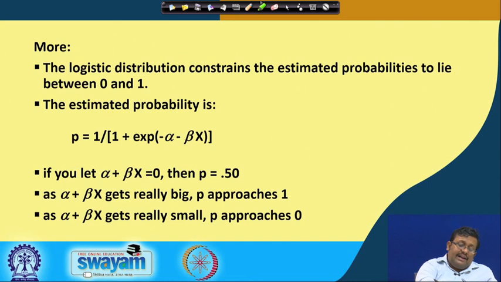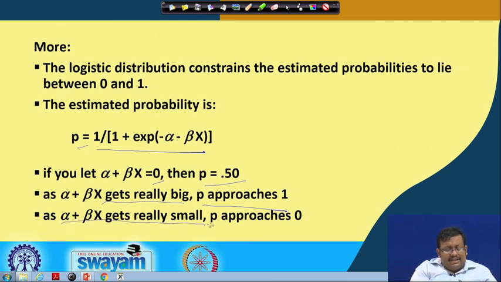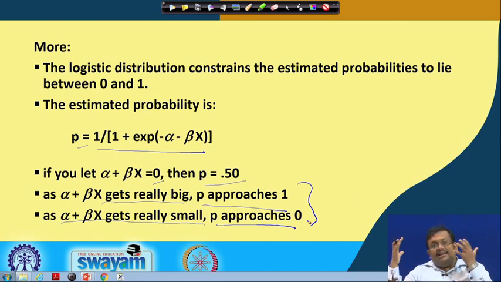The estimated probability, if you simplify, will be p equal to this. If we let alpha plus beta x equal 0, then p equals 0.50. As alpha plus beta x gets really big, p approaches 1, and as alpha plus beta x gets really small, p approaches 0. So, you can see you are capping the lower limit and upper limit of the probability between 0 and 1. This is the solution to the problem where the probability goes beyond 0 to 1.